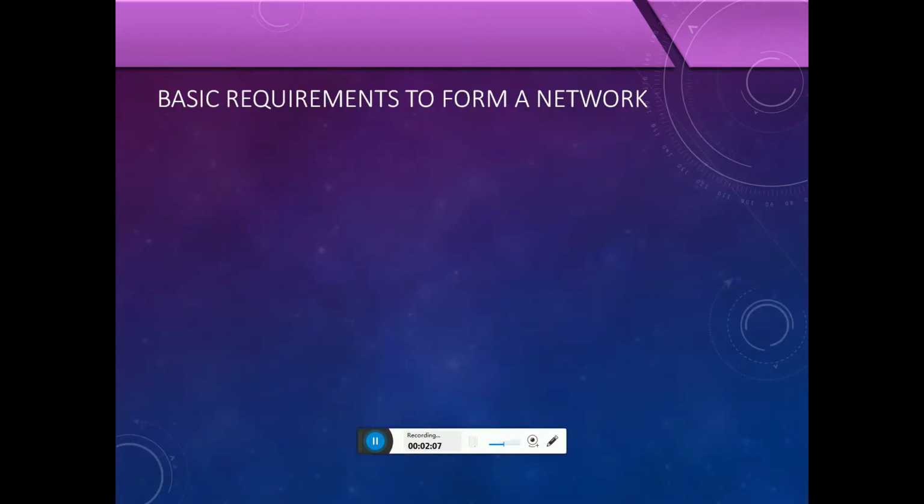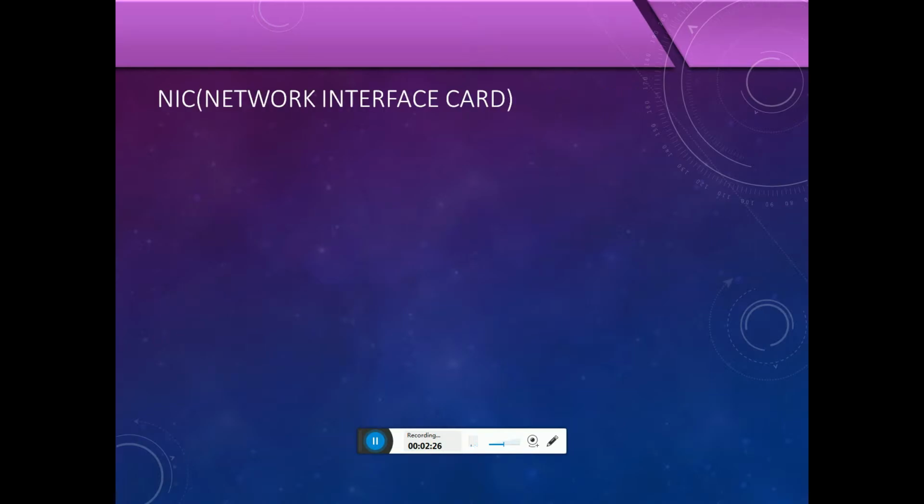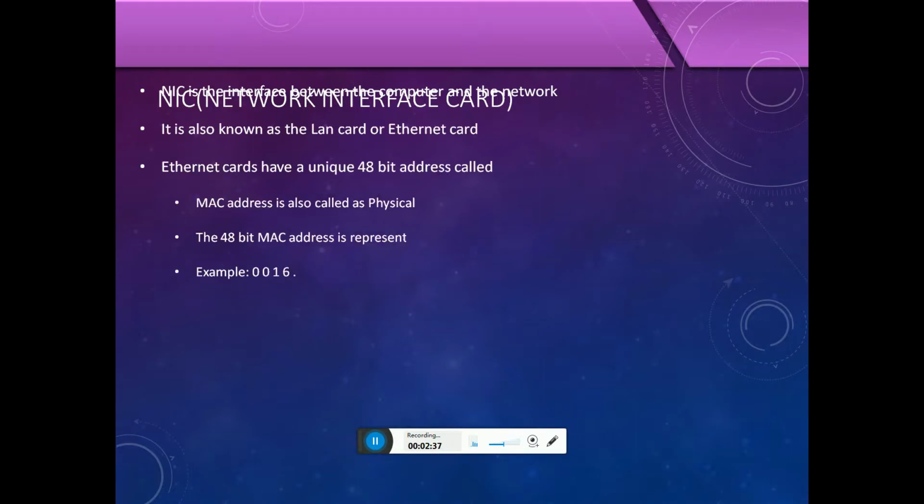Basic requirements for networking. What are these? First, you need a NIC card, the Network Interface Card, also called a LAN card. Then media, networking devices such as switches and routers, and protocols, logical IP addresses. The NIC is the interface between the computer and the network. It is also known as a LAN card or Ethernet card.